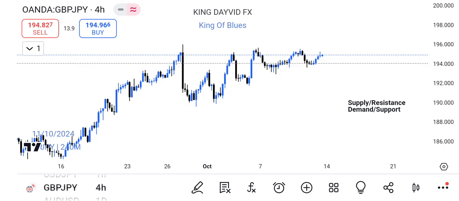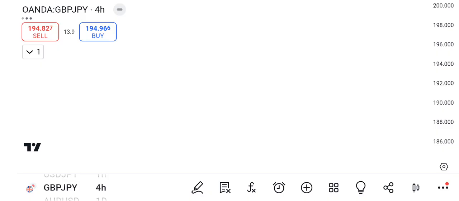So you can identify demand and supply by higher highs and higher lows. When we put higher highs and higher lows together, it gives us a trend, which is market structure. So it's the same thing as putting demand and supply together. It also gives us the trend, which is the market structure.